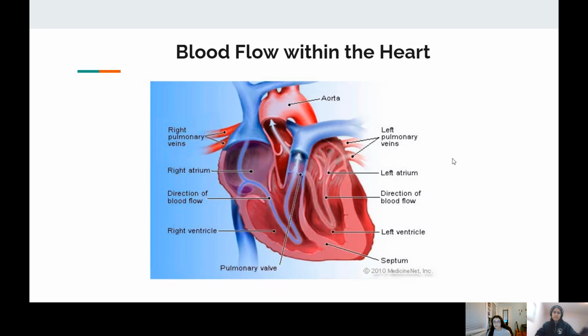For left-sided heart failure, this is when the blood is coming from your lungs into the left side of the heart. If the left side is having trouble containing the blood or handling it, then you're going to get a backup of the circulation in your lungs, and you're going to have that shortness of breath symptom. So that's the differentiating aspect or symptoms of left side versus right side.